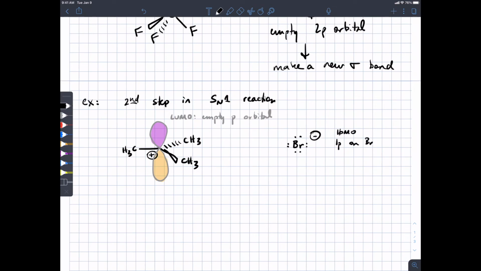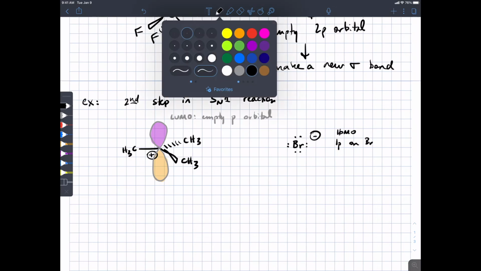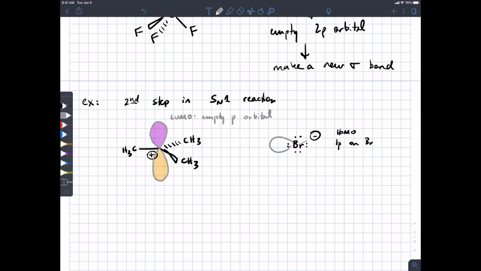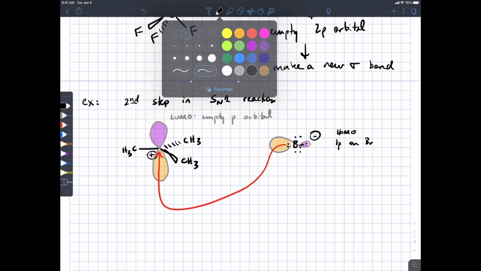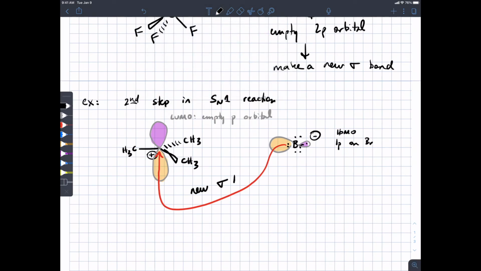You can think of it as in a hybridized orbital or perhaps a p orbital. It doesn't matter, but you're going to have end-on-end overlap of one of the lone pairs on bromine with the empty p orbital on carbon. You will draw an arrow from the lone pair to the empty p orbital pointing towards the carbon. Again, this is end-on-end overlap, so you're going to get a new sigma bond.